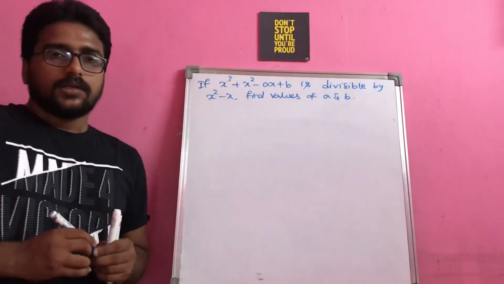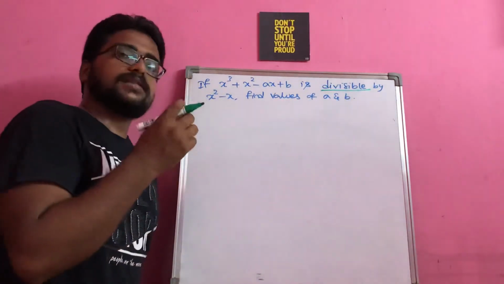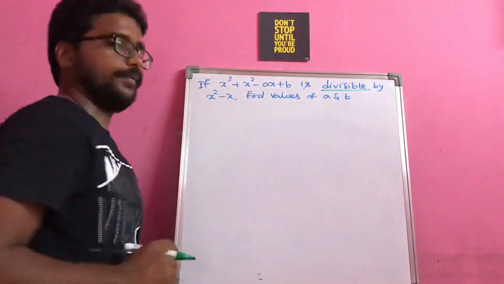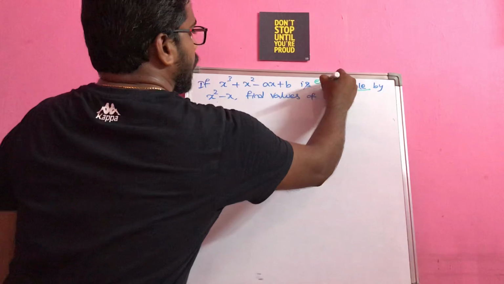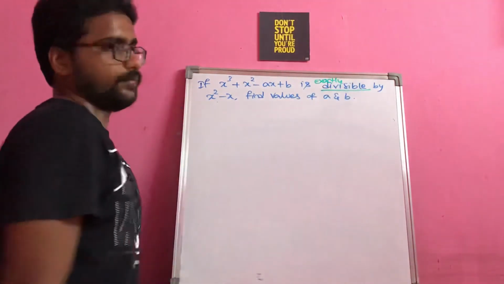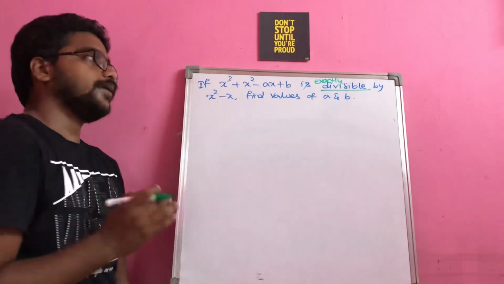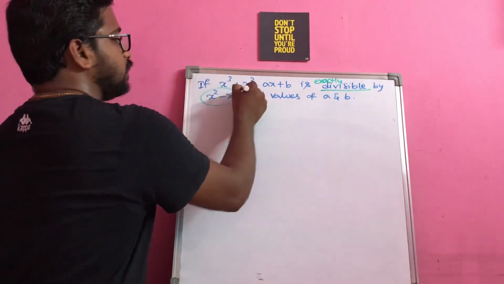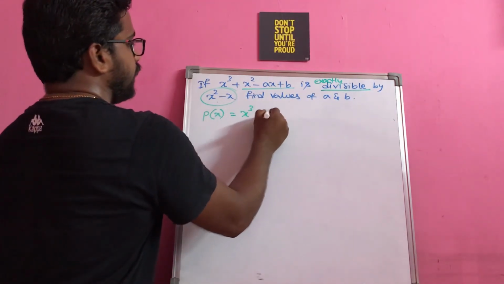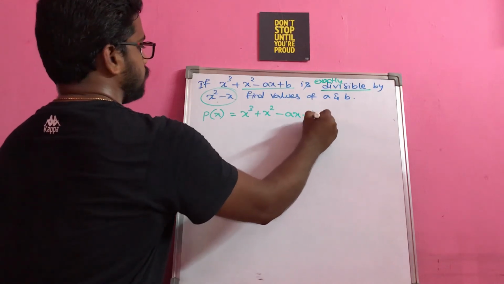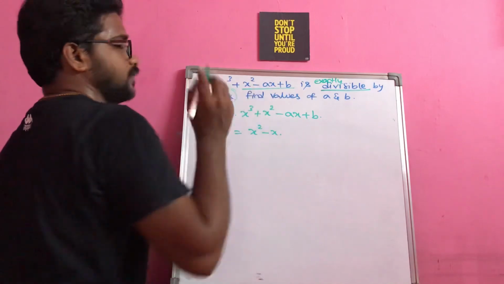Now see here, divisible by means that the divisor is actually a factor of this polynomial. Sometimes they will use the word exactly, which conveys the correct information. Exactly divisible means you will get the remainder as 0. So this is the dividend and this is the divisor. P of x is equal to the dividend, x cube plus x square minus ax plus b, and g of x is equal to x square minus x.